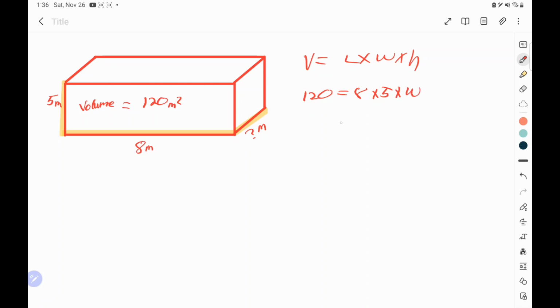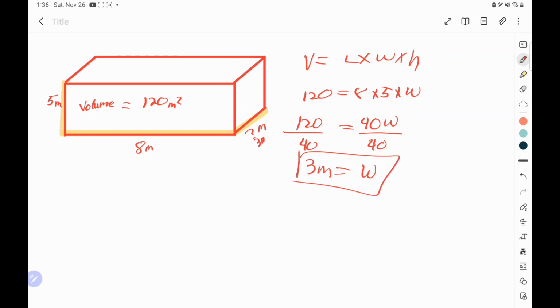We know that 120 is equal to 8 times 5 times width, which is 40 times width, correct? Divide both sides by 40, and you're left with 3. That means your width is 3 meters. Now let's check if that is correct. 3 times 5 times 8 is equal to 40 times 3, which is 120. So your answer is correct.